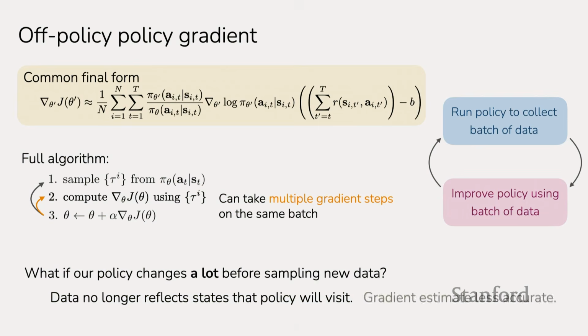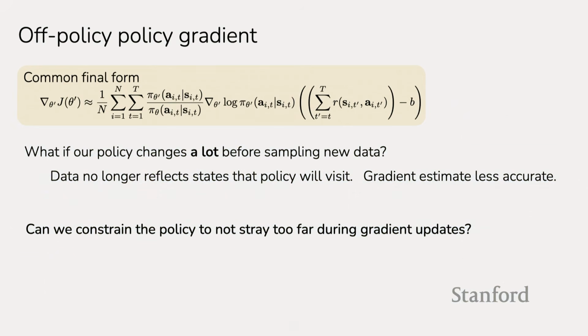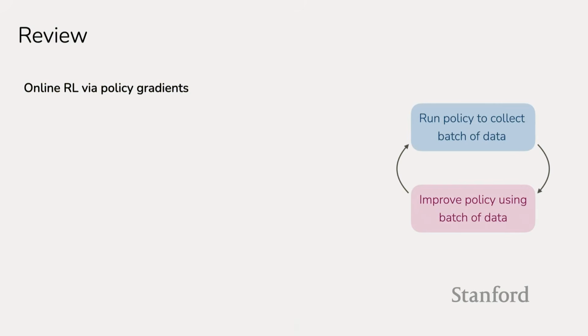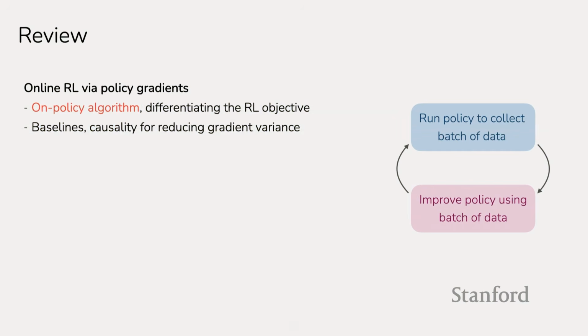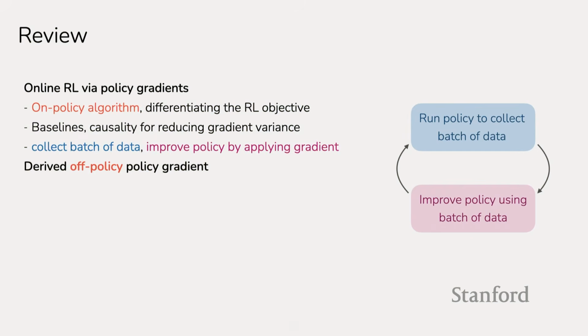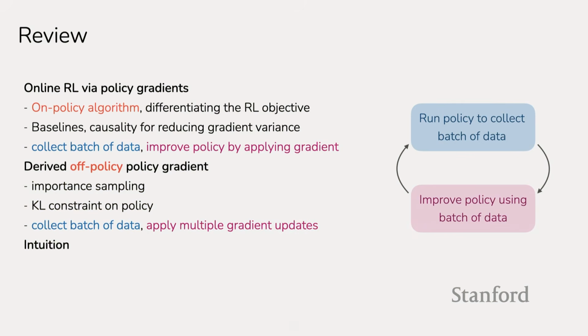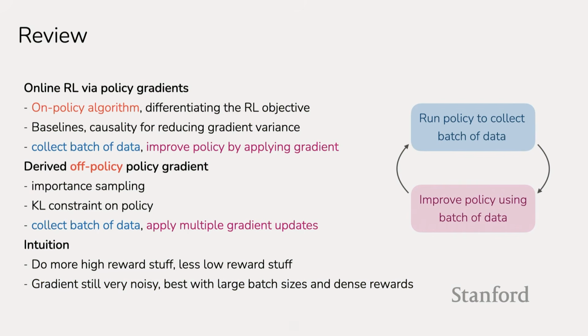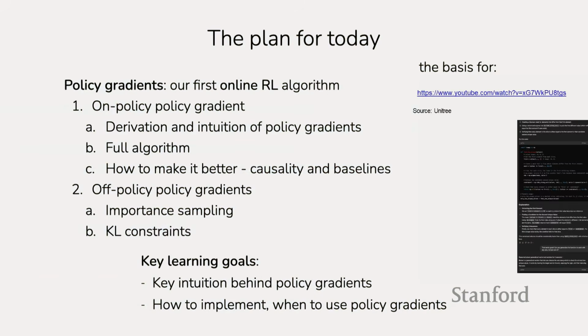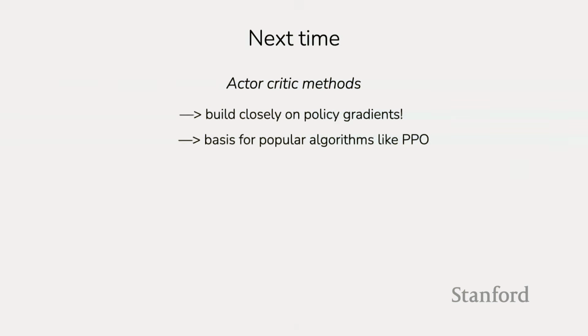Okay. We'll talk a little bit about some tricks. We don't have time to cover KL constraints today, but to review, we talked about online RL, which is an on-policy algorithm. We talked about baselines for reducing variance. And we also derived this off-policy policy gradient, which uses importance sampling and allows us to apply multiple gradient steps. The intuition is to do more high reward stuff and less low reward stuff. The gradient is still very noisy and best with large batches and dense rewards. Cool. And that's it for today. Next time we'll talk about actor-critic methods, which will build closely on what we talked about today, including PPO.